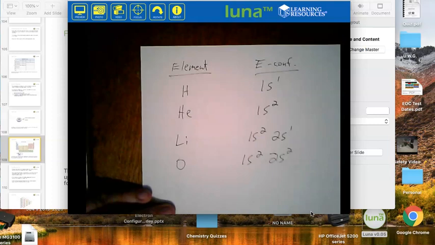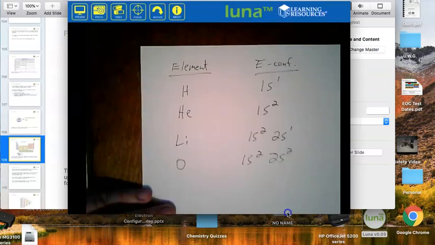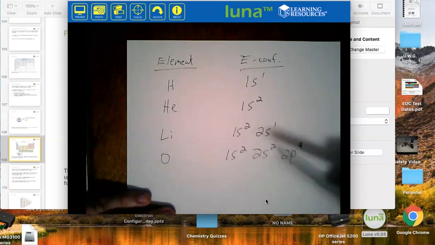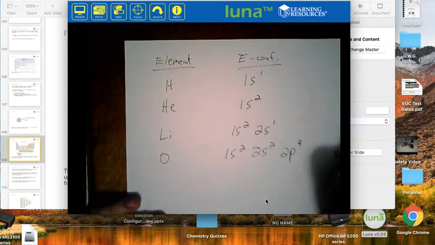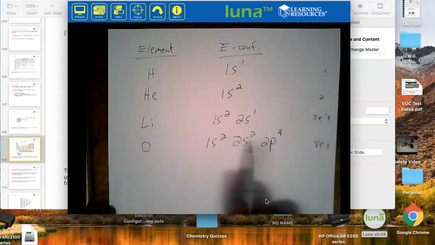So now we have 4 electrons. We need 4 more. And then 2p: 1, 2, 3, 4. So oxygen has 4 electrons in the 2p subshell, so it's going to be 2p4. If I add up my superscripts, 2 plus 2 plus 4, that's 8 electrons. So one way to double check yourself is making sure you have 8 electrons here, and I do. Here I should have 3 electrons, and I do. Here I should have 2, and there I should have 1. So you can double check by adding up your superscripts.